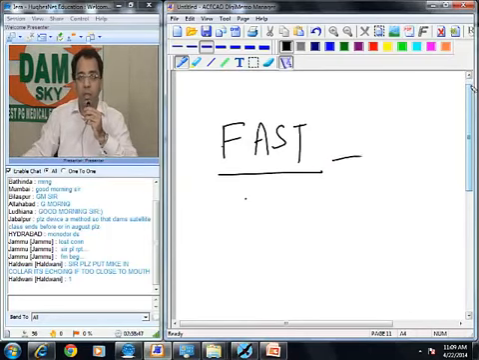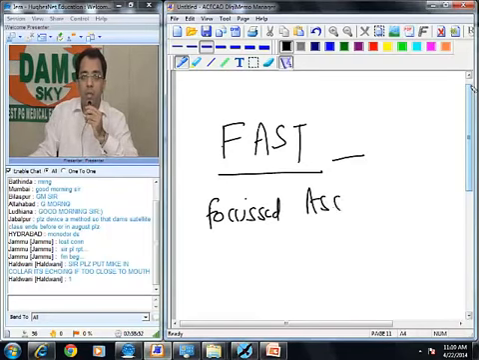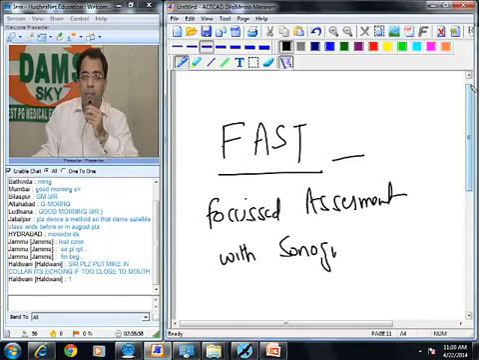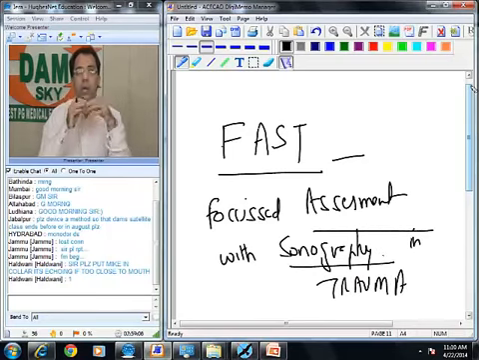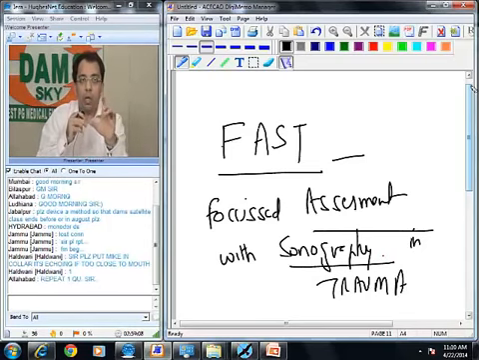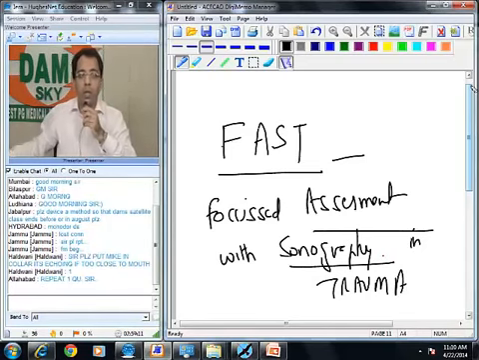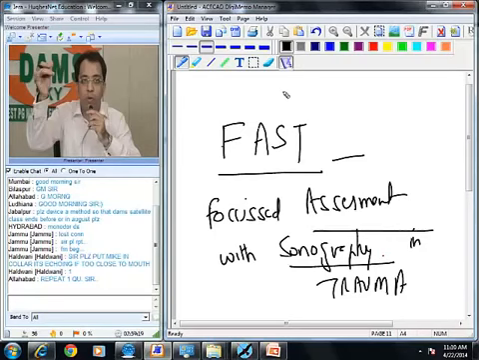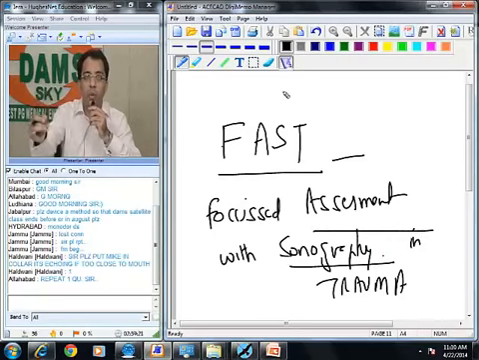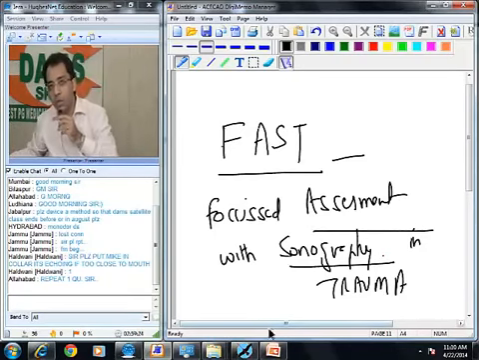First, FAST stands for focused assessment with sonography in trauma. Can you remember this? Focused assessment with sonography in trauma. Many people will still not remember. The question was simple: the word FAST stands for focused assessment with sonography in trauma.